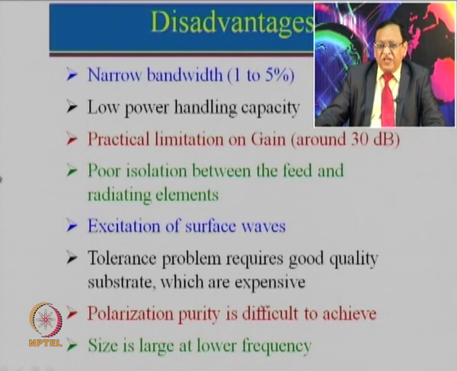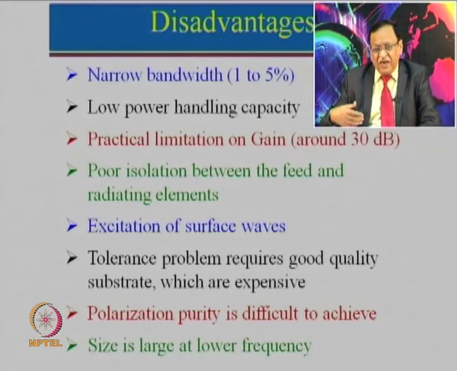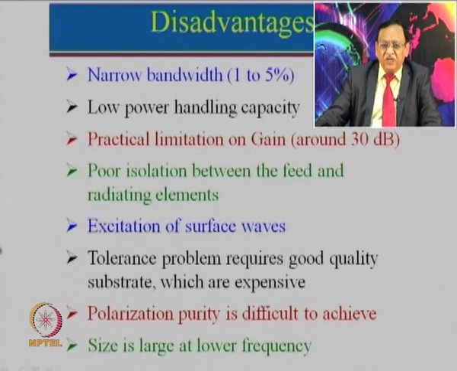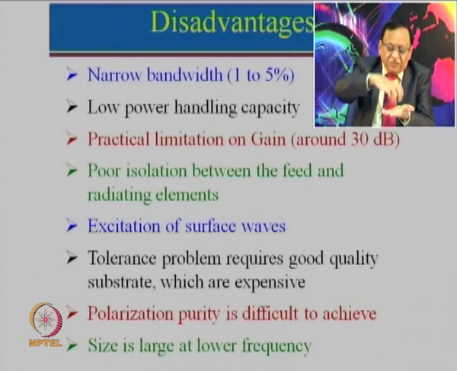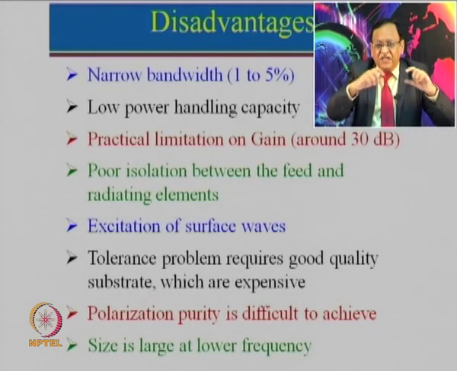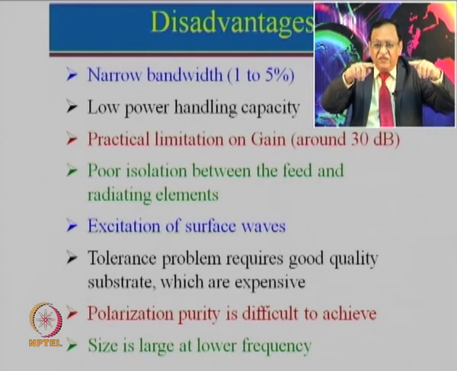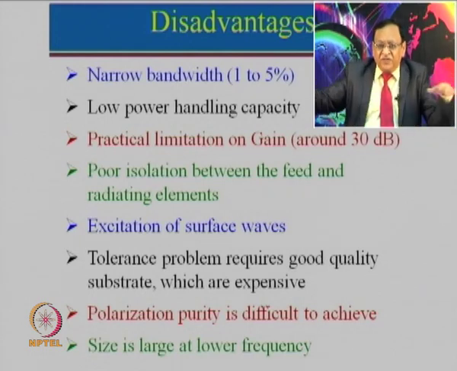Yes, there are some problems with the isolation between the feed and radiating element. If we use a feed to feed the radiating element, there will be some coupling, so isolation is poor. However, in the last 3 decades, a lot of research has been done on how to increase the isolation. Excitation of surface wave. What is surface wave? Suppose we take a typical microstrip antenna which is radiating, let us say in the broadside direction, which is perpendicular to the surface of the patch. But what happens is, the fringing fields are there from the patch to the ground plane. These fringing fields at the edge start propagating along the surface, which is not a desired thing. Of course, again a lot of research is going on on how to reduce the surface waves, and there are certain conditions which, if we meet, then surface waves can be reduced.